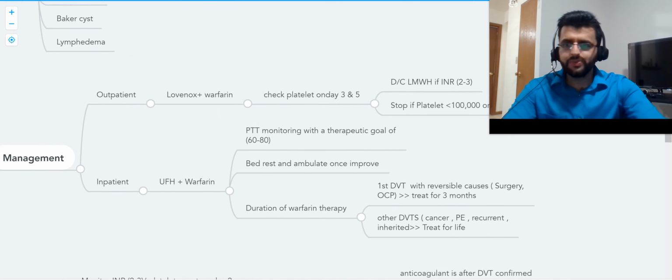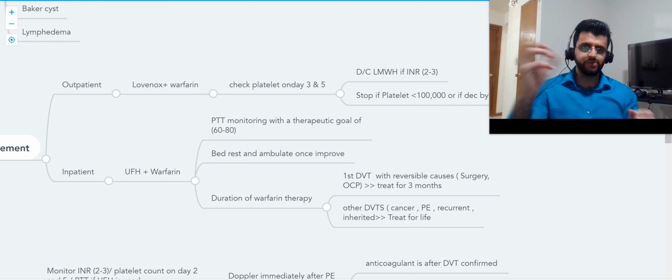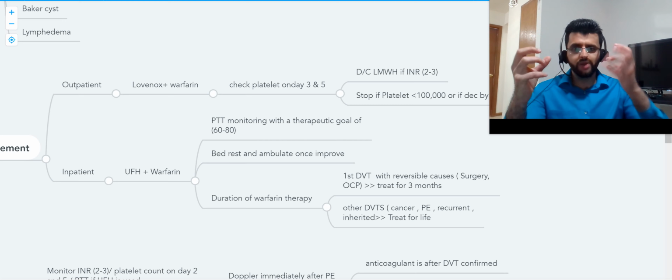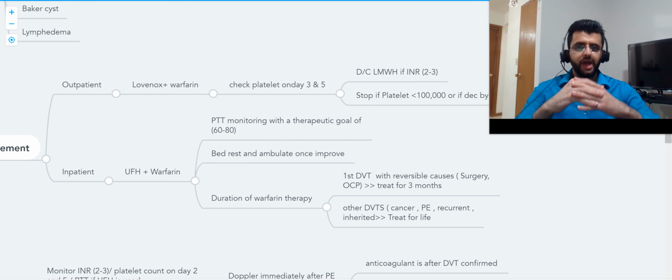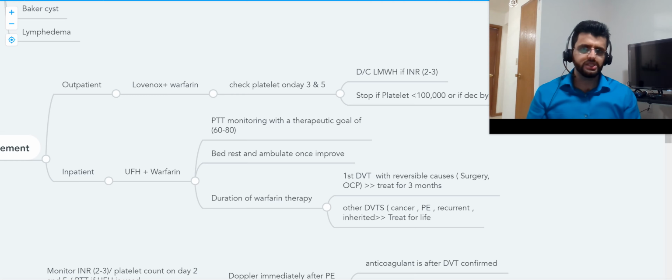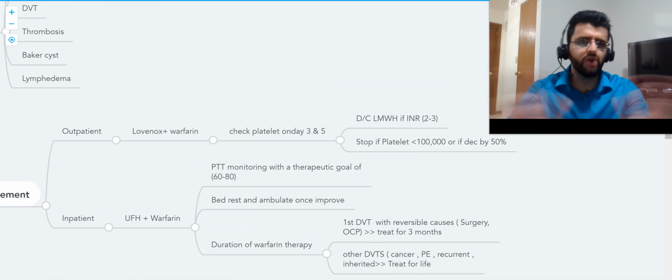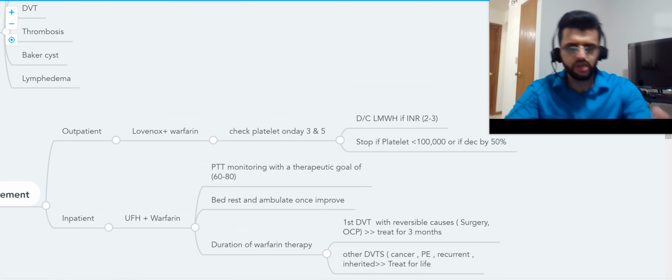Now, what if it's inpatient management? It's different. We give unfractionated heparin and warfarin together, and then we do PTT monitoring. What is the therapeutic goal of PTT if we give unfractionated heparin? It's a hard question. Between 60 and 80. That's the therapeutic goal. And you offer bed rest if it's a massive DVT and inpatient, just bed rest.